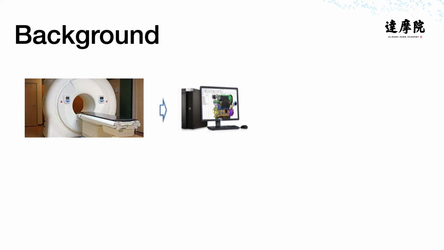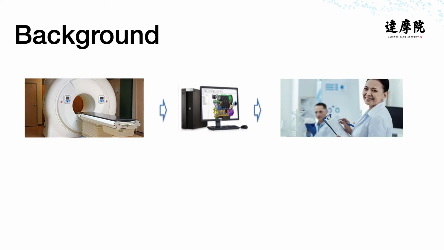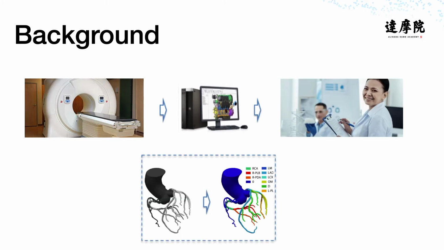In clinic, to diagnose coronary artery disease, we need to use some computer-aided tools to generate the 3D images for a doctor, and the doctor manually looks at the images to determine which branches are not in good condition. This highly depends on the doctor and is very labor-exhausting. Thus, an automatic labeling system is important in clinical use.